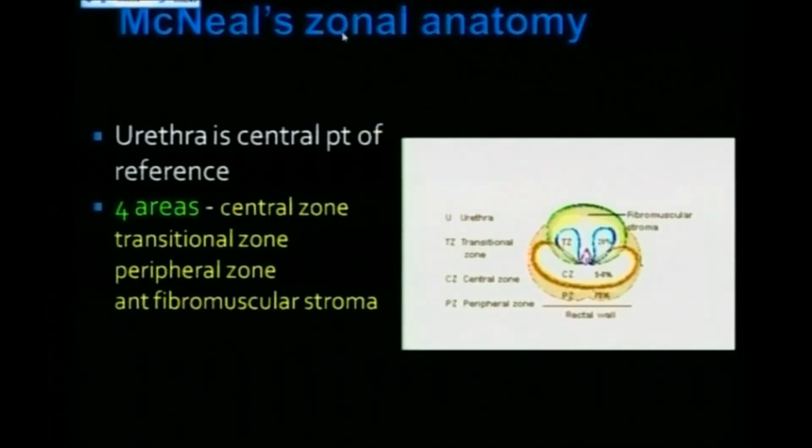And how this anatomy helps us is, this reflects the pathologies too. So we take the urethra as the central point of reference, and just around the urethra is the transitional zone and the periurethral gland. Anteriorly you have the fibromuscular stroma. Posteriorly, near the base, the majority of it is the central zone, while below that and behind it is the peripheral zone. Near the apex it's only the peripheral zone.